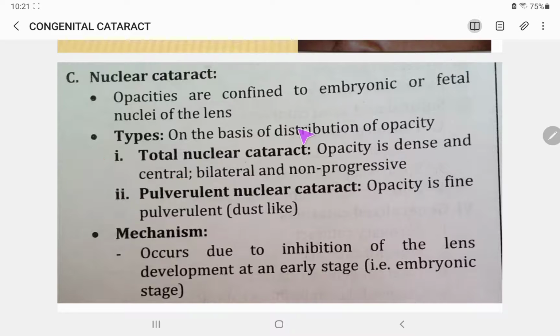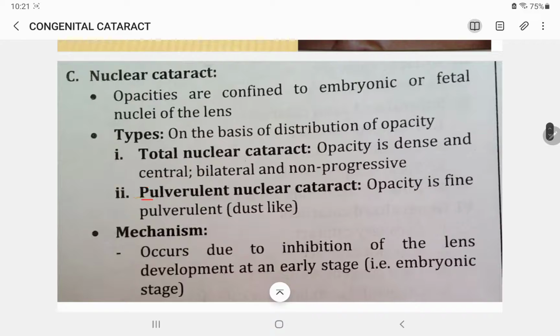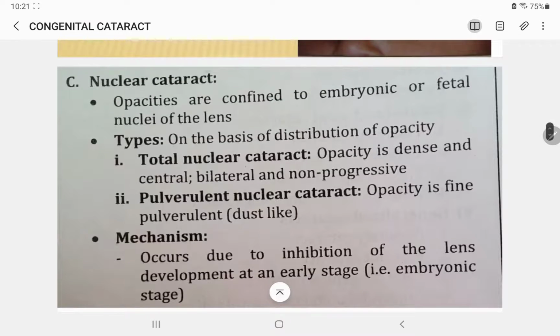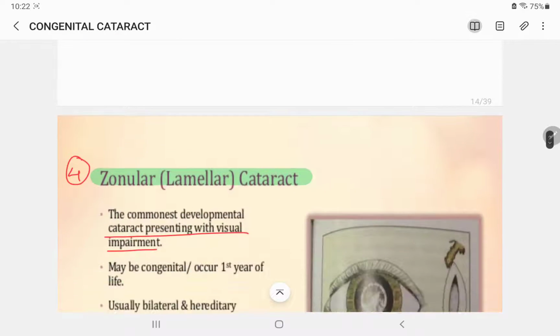Another is pulverulent. Total nuclear cataract and pulverulent nuclear cataract. Here the opacity is fine, but there is opacification, not like total nuclear cataract. It is not dense and central, but the opacity is fine, more like dust. Why does it occur? The mechanism of nuclear cataract is inhibition of lens development at an early stage. That is why only the embryonic or fetal nuclei of the lens are affected.